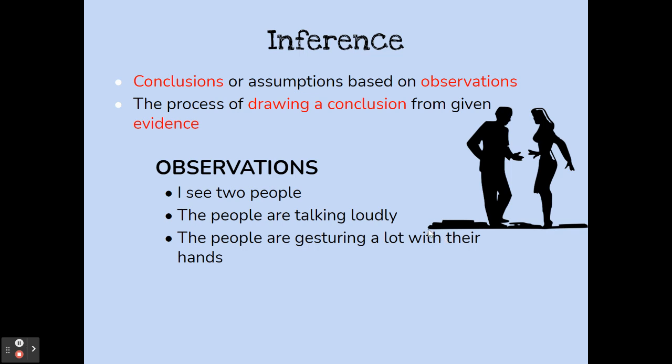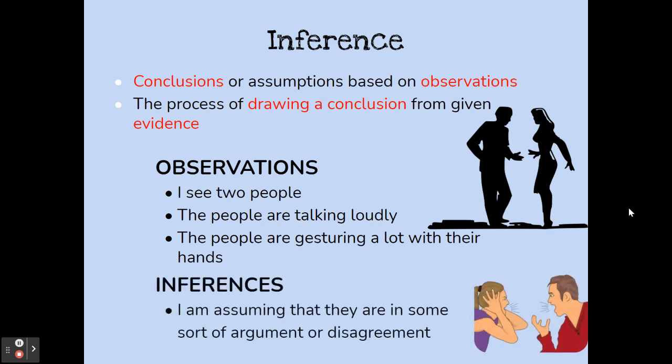Now what we can do is use those observations and draw some conclusions or make some assumptions. So an assumption that I could make based off of these, or an inference, is that I'm assuming that they are in some sort of argument or disagreement, okay? So you can see how these were just unbiased observations. You see two people, they're talking loudly, they're gesturing a lot with their hands, and then you can use those to make assumptions. And I'm assuming that they're in an argument.